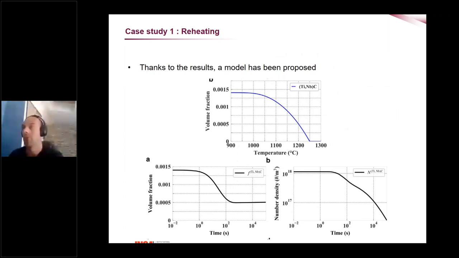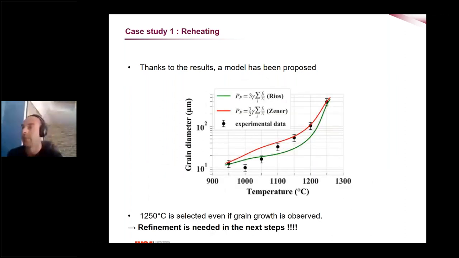in order to look at the volume fraction of precipitate as a function of temperature. So here, this is the titanium niobium carbides. As you can see here, you may predict the evolution according to temperature and time. The first one is according to temperature, and the second one is a function of time for a given temperature. You can see here that if you don't want to get any titanium niobium carbides anymore, you should go at least at 1250 degrees C. And in that case, with a reasonable time, you may have dissolved all your precipitate. So this is exactly what we chose.